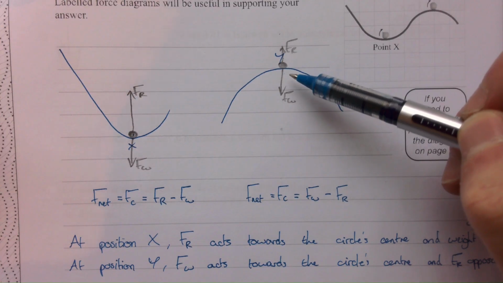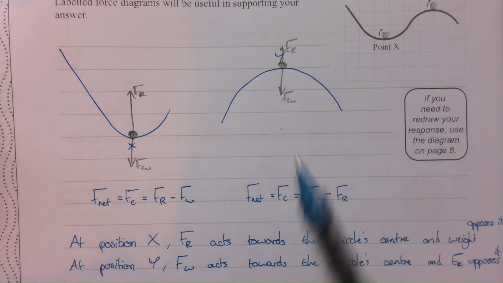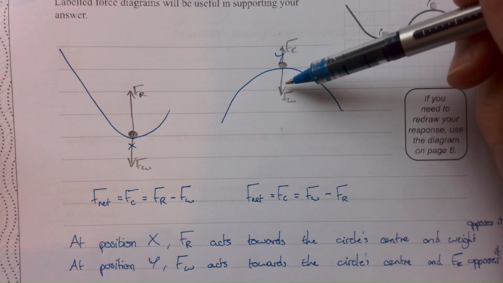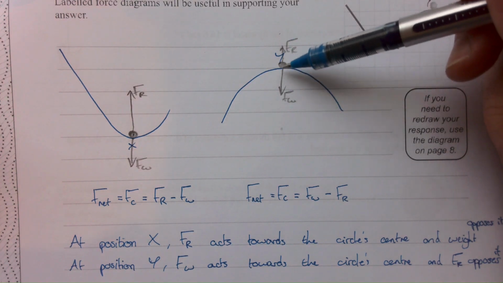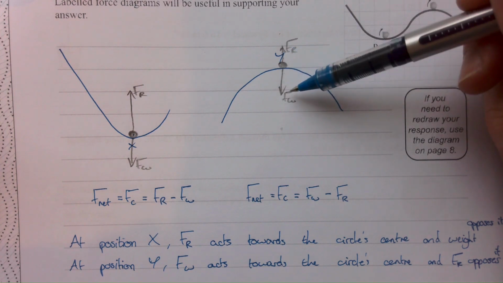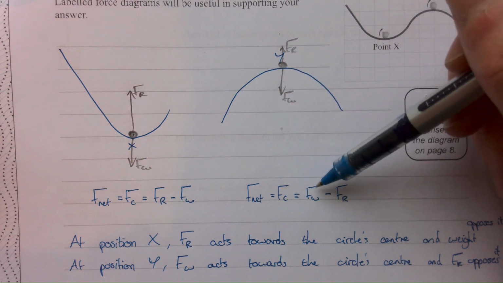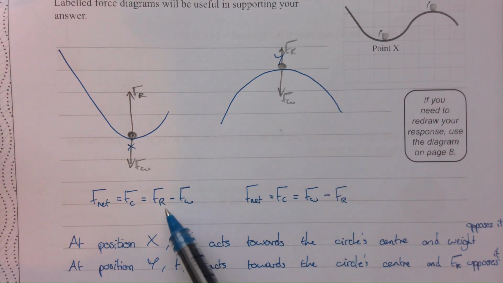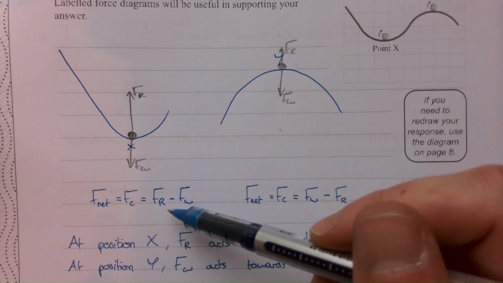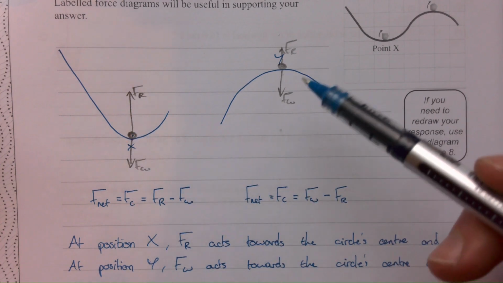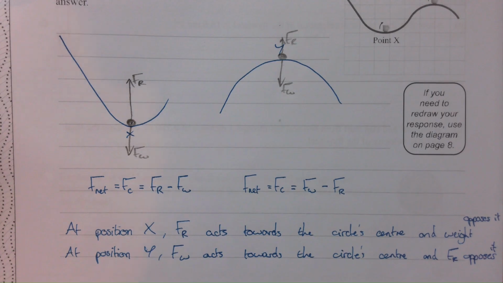Over on the Y position, again, same idea. If you don't have a diagram, you have to say explicitly that weight will act downwards towards the centre of the circle and will be greater in magnitude than the reaction force. Therefore, the centripetal force will be equal to the difference between the two, weight minus reaction force. And here as well. For merit, you have to do an explanation or a diagram with some description for one position. For excellence, you need to fully describe both, just as done so here.